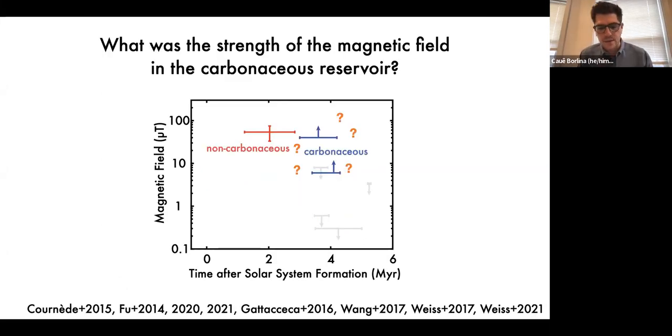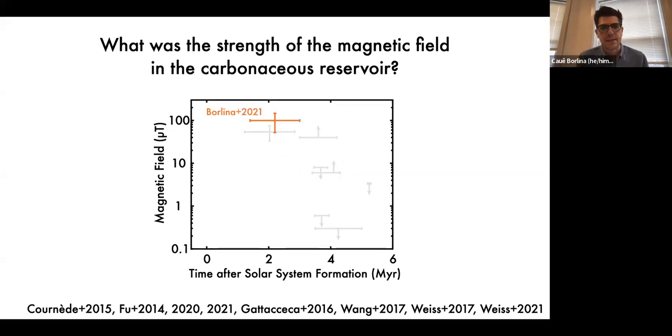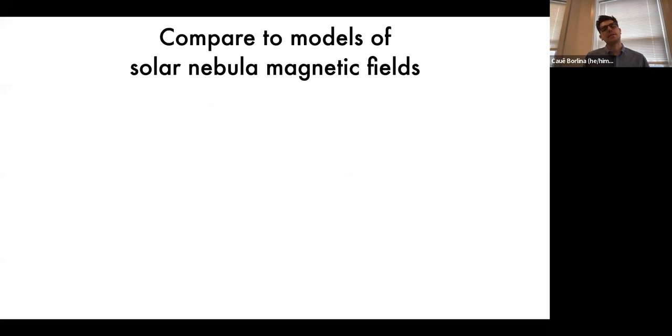So now that we have supported that those are likely to be solar nebula records, we can go back to the initial question that we'll look at, which is what was the strength of the magnetic field in the carbonaceous reservoir? And from the chondrules that we measured, we obtained a record of about 100 microteslas for that particular region in the early solar system. And what we can do next is compare our magnetic records with the models of solar nebula magnetic fields.